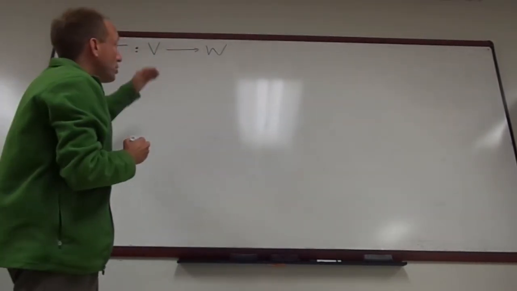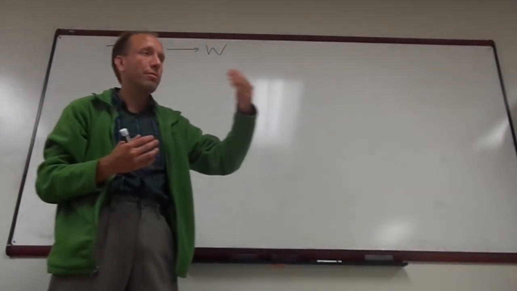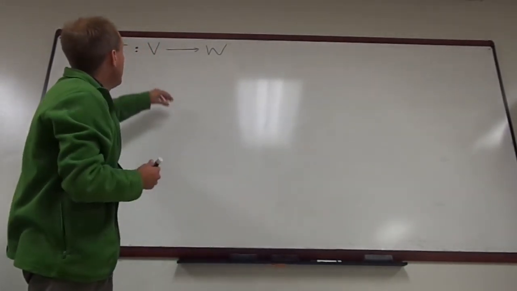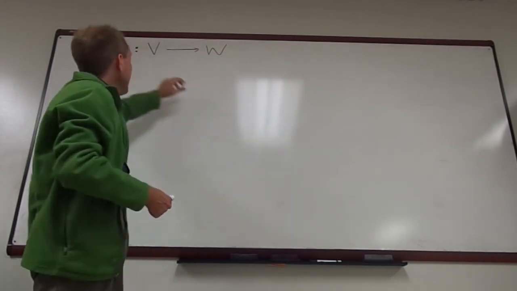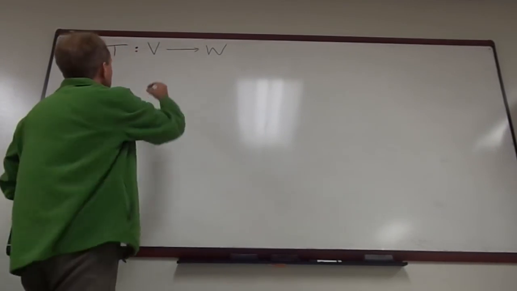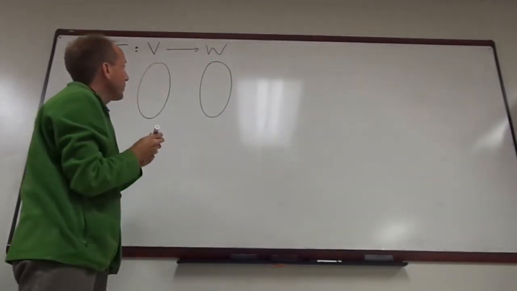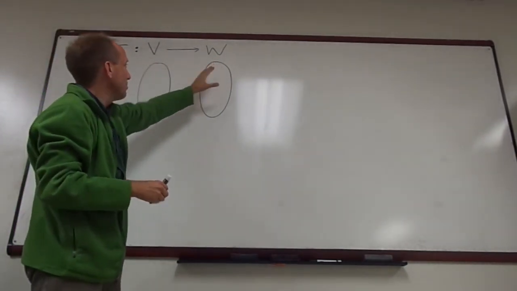It's really just a function, in the same way that you can talk about calculus functions going from the real numbers to the real numbers. The only difference here is we can go from one abstract vector space to another and talk about a transformation between them. I like to visualize this a little bit. I didn't draw this picture before. I just draw a couple of circles to represent the vector spaces themselves.